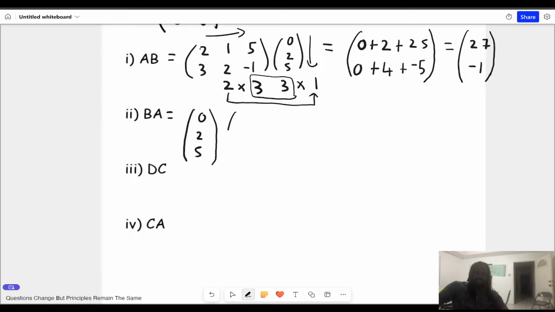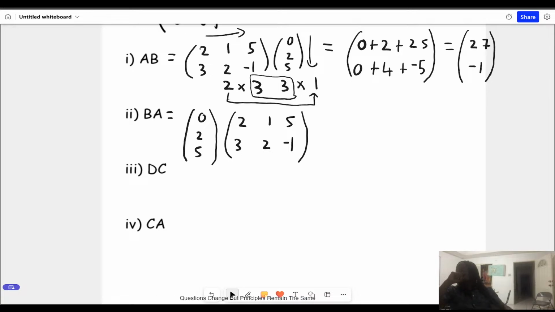So multiplied by, what is my A? 2, 1, 5, 3, 2, negative 1. Can I multiply these two together? What do you say? Nope. You say no? Why not?